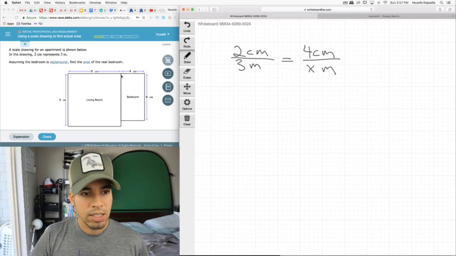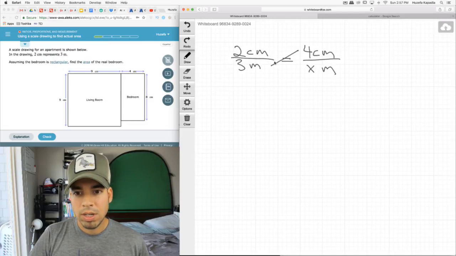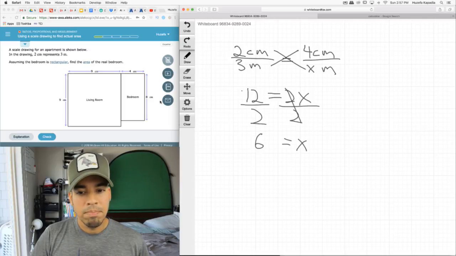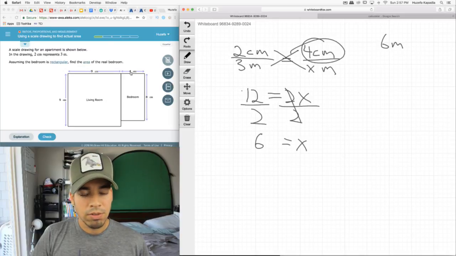So first I'm going to find this value here. We can do that by cross multiplying. And we get 12 equals 2x. Divide both sides by 2. And I say that x equals 6 meters. So this length here is 6 meters, right? We were kind of converting the 4 to the new value, which is 6.